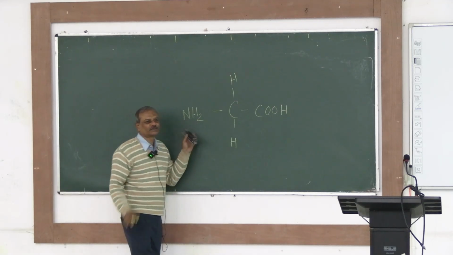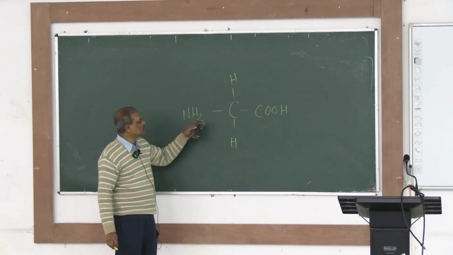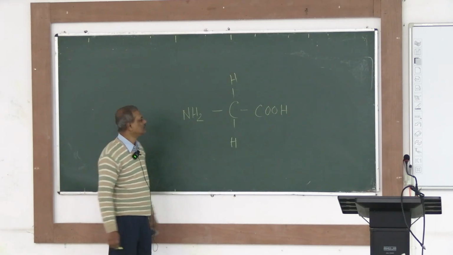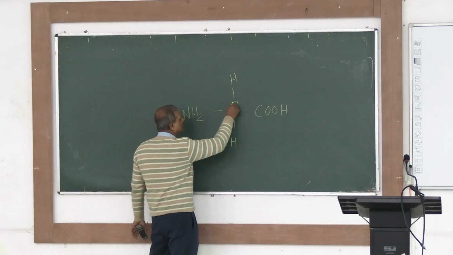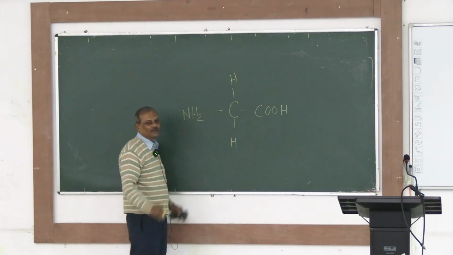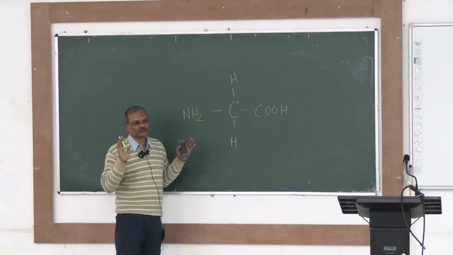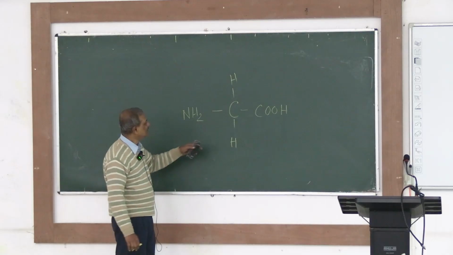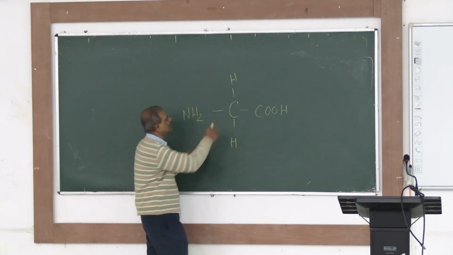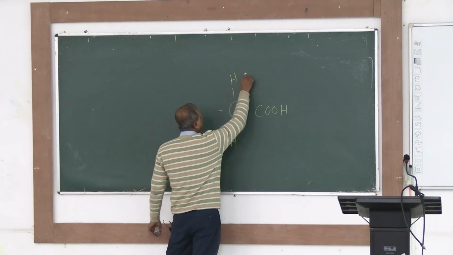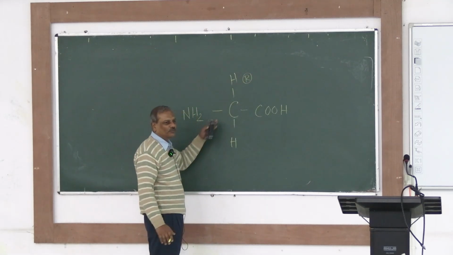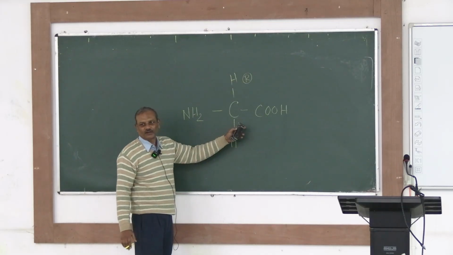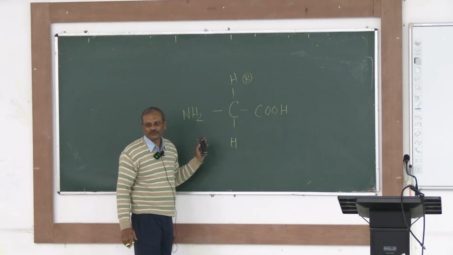Since this is the simplest structure, it is an optically inactive substance. Why optically inactive? Around the alpha carbon, this first carbon, there must be 4 different groups. Then only it will be optically active. If instead of R here there were a separate group, then it would have been optically active. Since both are hydrogen, all 4 are not different. That's why it is an optically inactive substance.